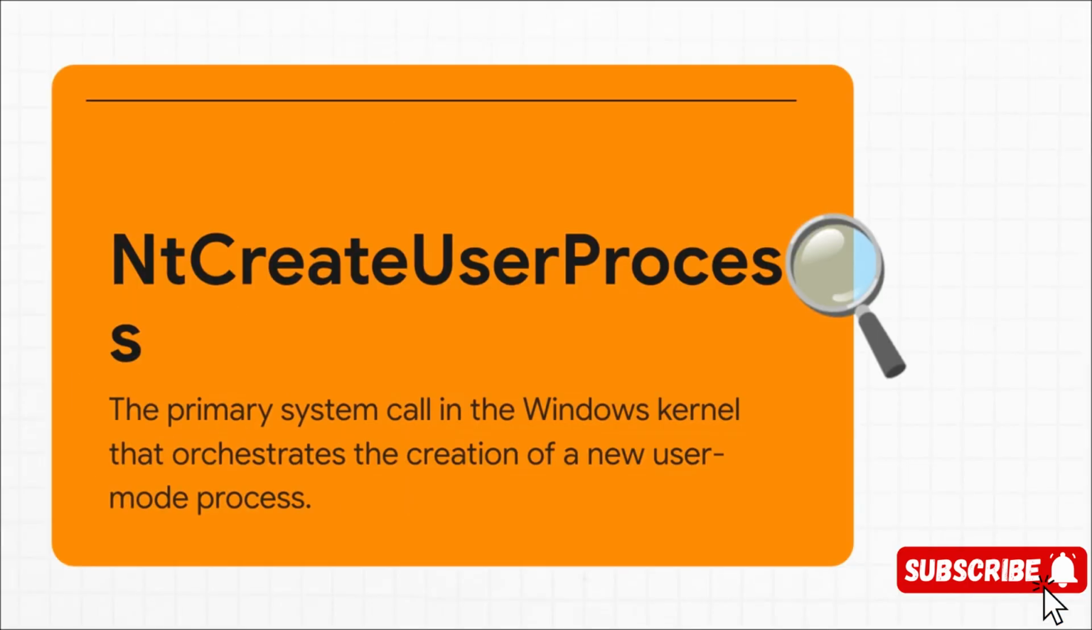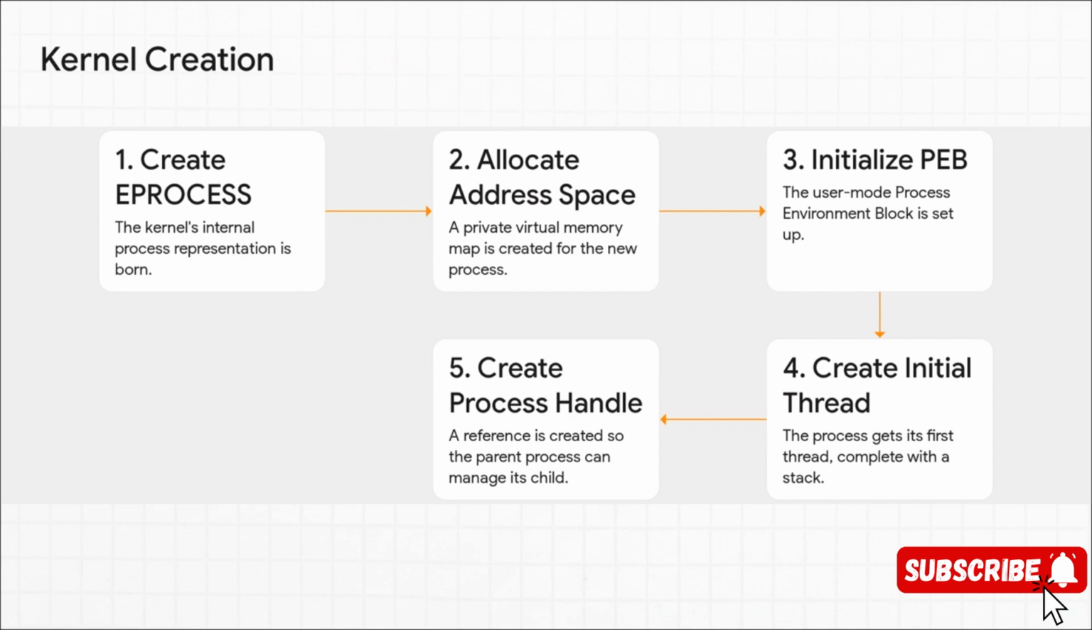And that whole assembly line is managed by one master function, NtCreateUserProcess. This is the big one. It's the system call that takes that abstract request from user mode and turns it into a real, concrete construction project inside the kernel. And the kernel follows this blueprint exactly, every single time.